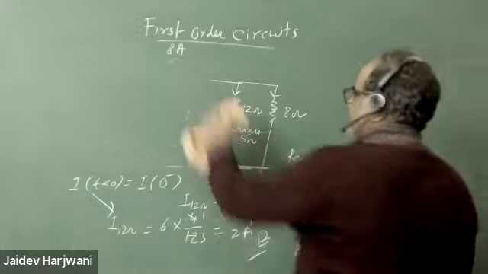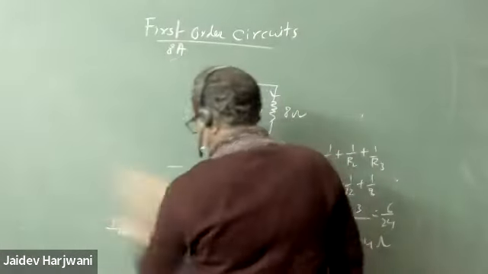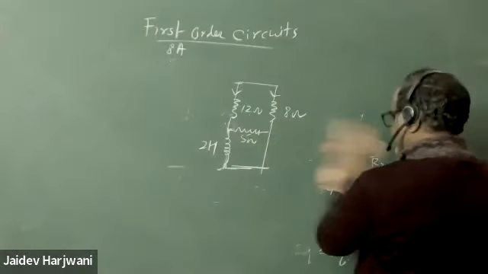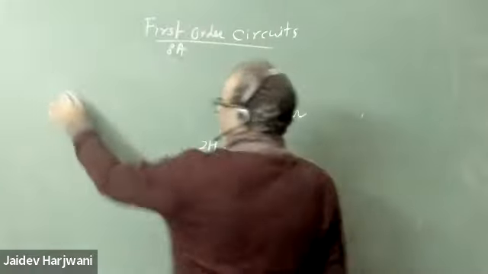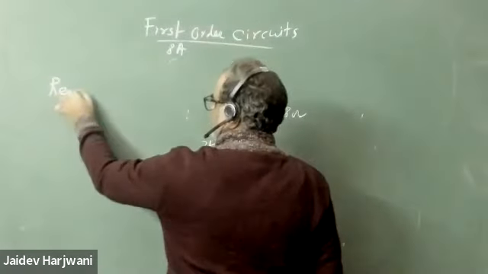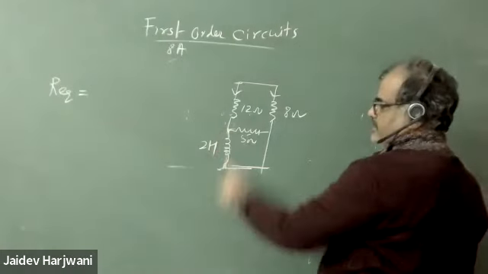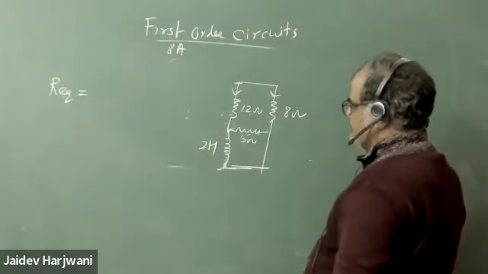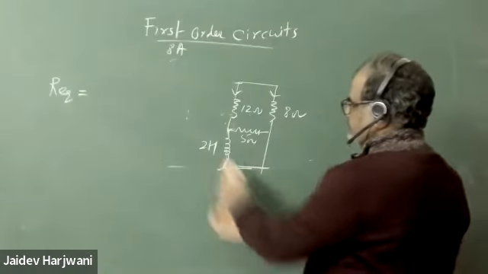So find now the R equivalent. 2 ampere I already know. Now you need to find R equivalent. So how will R equivalent be found? You need to open this one. Once you open this one, then 12 and 8 will come in series, 5 in parallel.